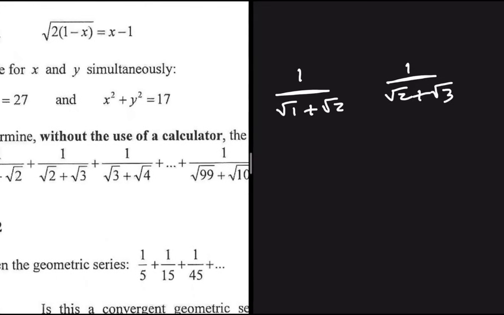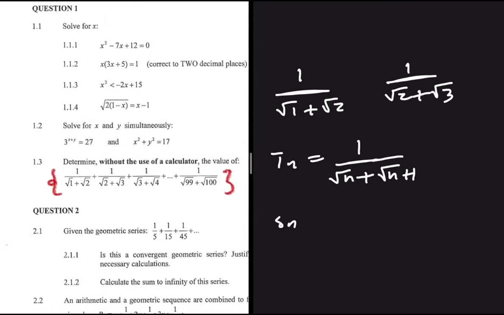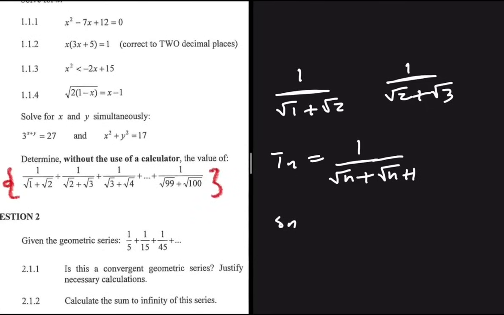So when I looked at this problem, I'm like, okay, fine. I can see the trend. I see what is going on here. We have Tn is equal to 1 divided by square root of n plus square root of n plus 1, right? So I have the general formula for the terms of this series, right? So all I need to do now is to calculate the sum, and then I have the answer to 1.3. The question says that we must determine without the use of a calculator the value of that series that we're given there, right? So in order to determine the sum, I need to know which sequence it is.